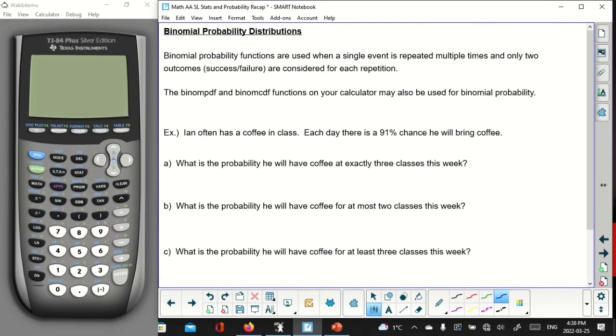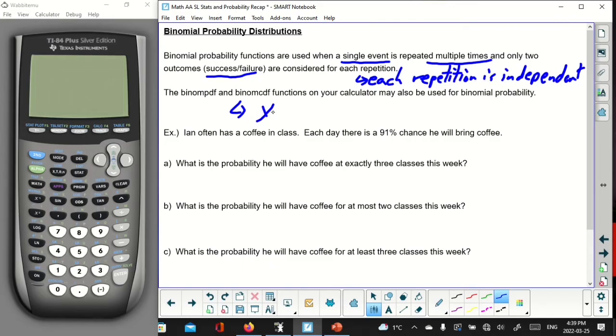The next topic we'll take a look at is binomial probability distributions. Binomial probability functions are used when you have a single event that's repeated multiple times and there are only two outcomes, or you can define it as two outcomes. If you were thinking about rolling a die, it's true that there are 6 sides, but you might define success as rolling a 6, and then failure would be the other 5 sides. In these situations, each repetition is independent. We'll typically be using our calculators for these questions.